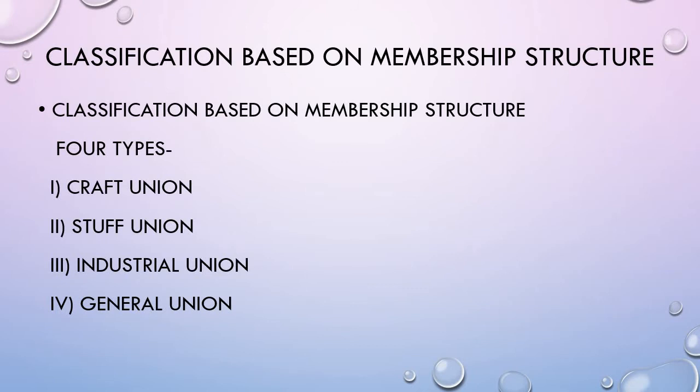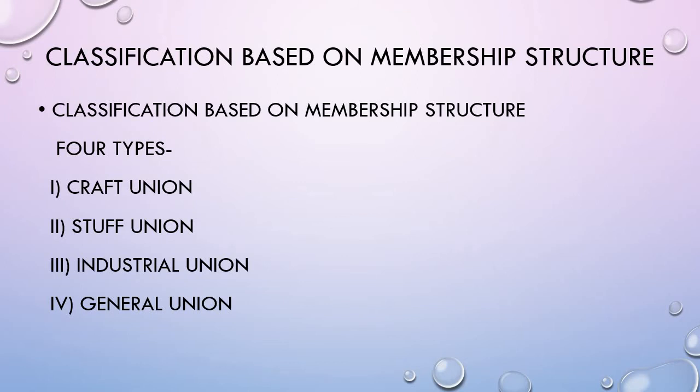Due to their identical training and skill, members of a craft union tend to develop a similar outlook, and unity among them is easier. Members are generally craft conscious rather than class conscious. Craft unions are horizontal in character because their members belong to a single process or group of processes. In India, craft unions are found largely among white-collar workers and professionals, such as government employees, bank employees, doctors, lawyers, teachers, etc.